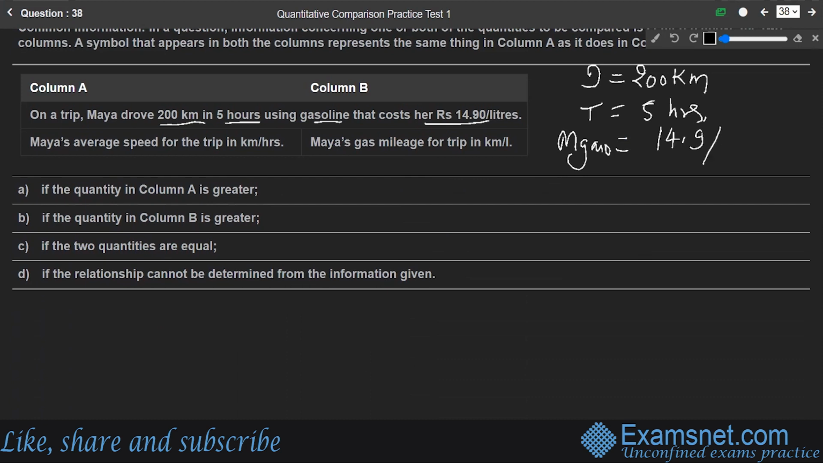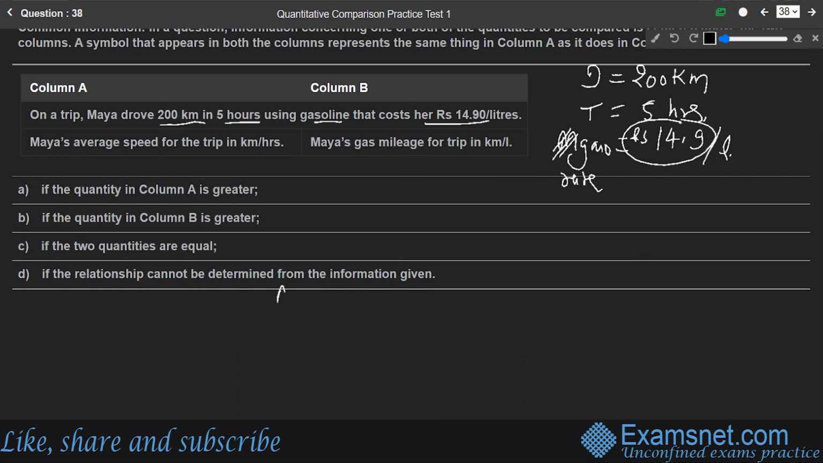That means 49.9 rupees is consumed in 1 liter. Okay, rupees 14.90 per liter, cost rupees 49.0 per liter. That means it's not actually the mileage, it is the rate of gasoline. For buying 1 liter of gasoline they have to spend 14.9 rupees. Okay, these are the three things given.